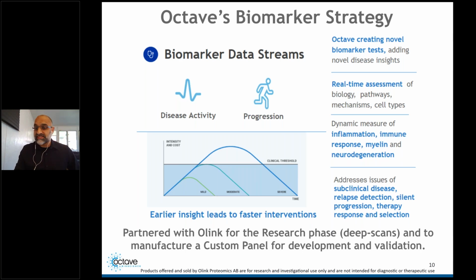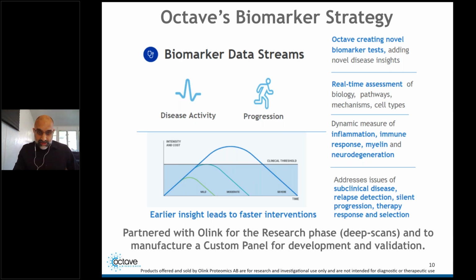And a biomarker test can address several issues, including monitoring of subclinical disease, detecting relapses, monitoring progression and silent progression, and even therapy response and selection. The idea behind a biomarker test is that it gives a more sensitive, dynamic measurement of the biology, which can then lead to earlier insights and thereby enable faster interventions.